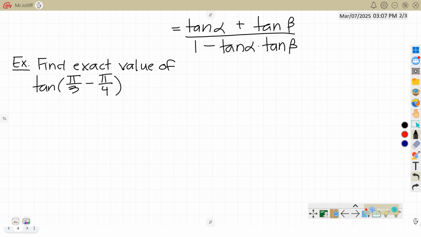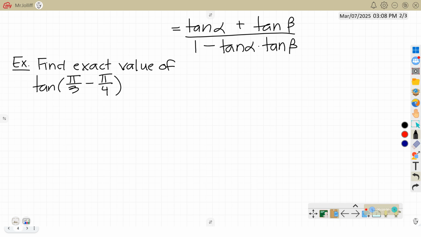My experience doing this is 9 times out of 10, students do pretty good finding tan alpha and tan beta, and they get the substitution step correct. It's that last step with simplifying that we get stuck on. So that's what I really want to focus on today.